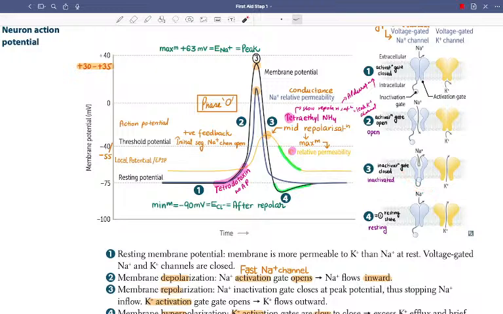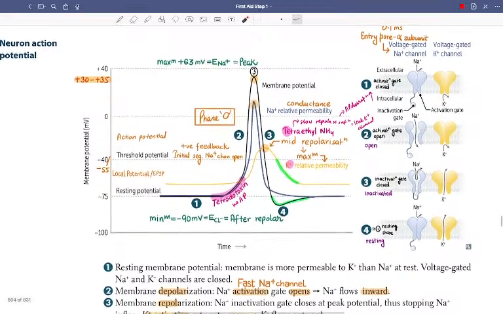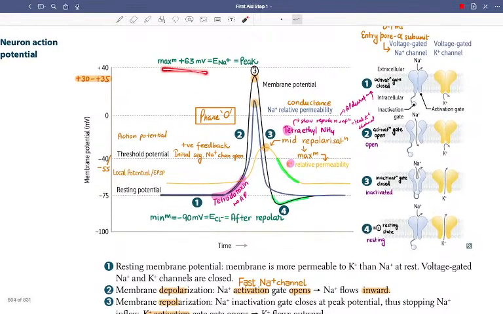Finally, in the resting state, the inactivation gate is open but the activation gate is closed. So remember this. In the downstroke, the inactivation gate closes; in the resting state, the activation gate is closed. That is important. Next, the maximum peak that it can reach is plus 63.5, which is basically the equilibrium potential for sodium. Plus 63 millivolts.